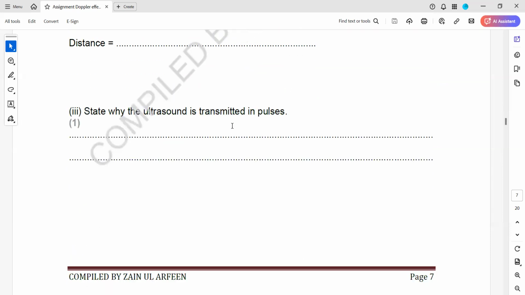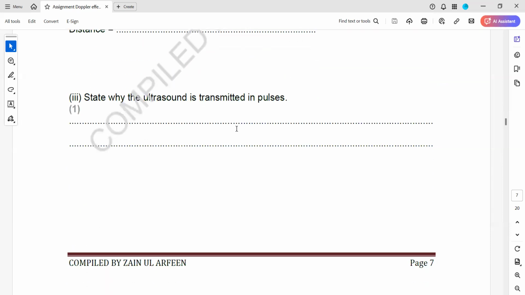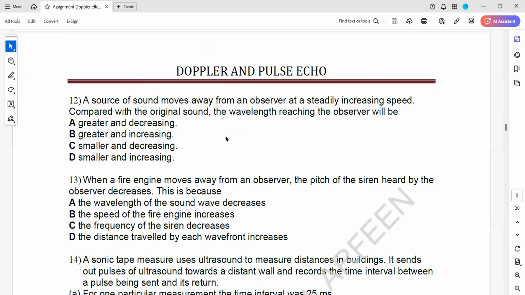State why ultrasound is transmitted in pulses. Like, why not a continuous signal? The idea is that one pulse must return back before the next is sent. Otherwise, we cannot distinguish between the one which is sent and the one received.